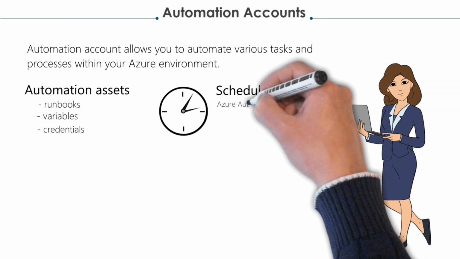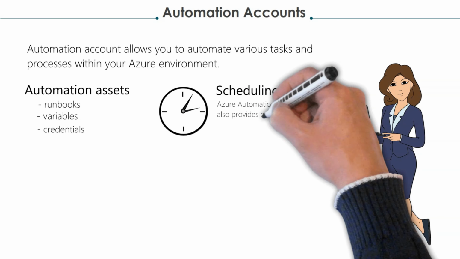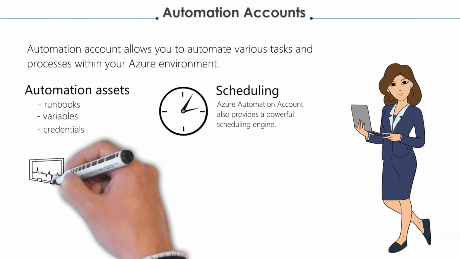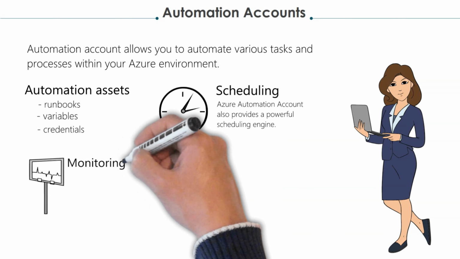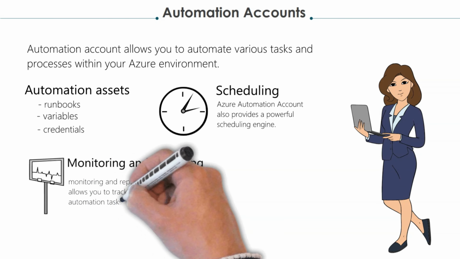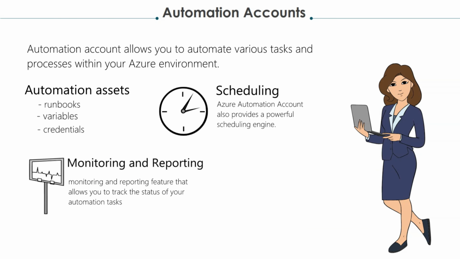It also provides a powerful scheduling engine that allows you to schedule your runbooks to run at a specific time or intervals. This can help you automate routine tasks such as backups, system updates, and schedule resource scaling. In addition to scheduling, Azure Automation Accounts also provides a monitoring and reporting feature that allows you to track the status of your automation task and troubleshoot any issues that may arise. You can review execution logs, performance metrics, and error reports to help you identify and resolve issues.